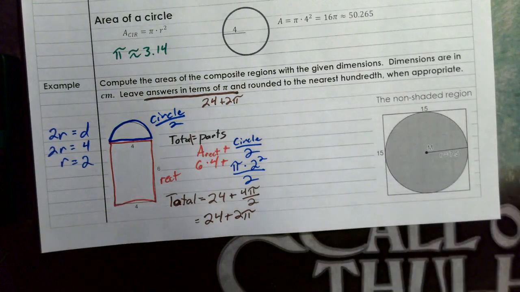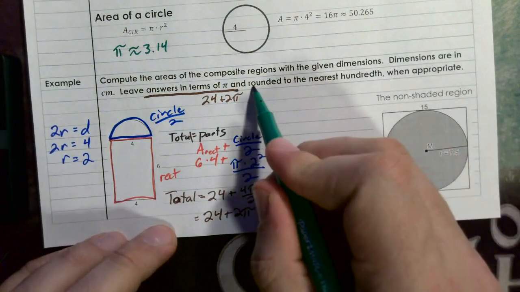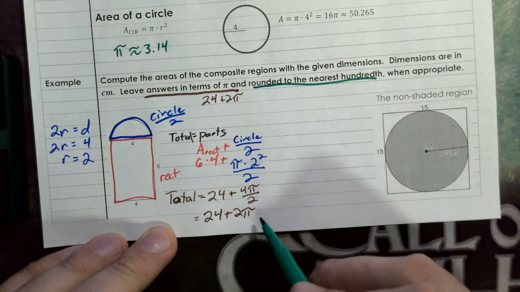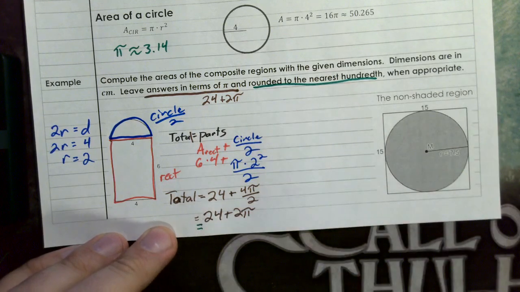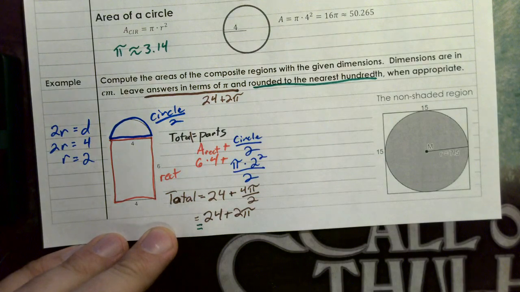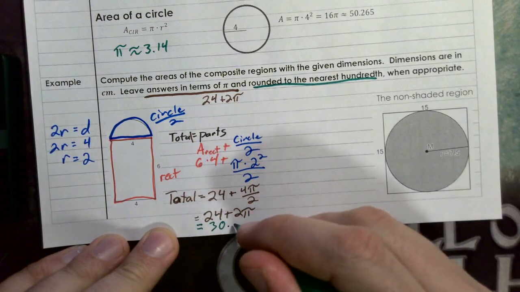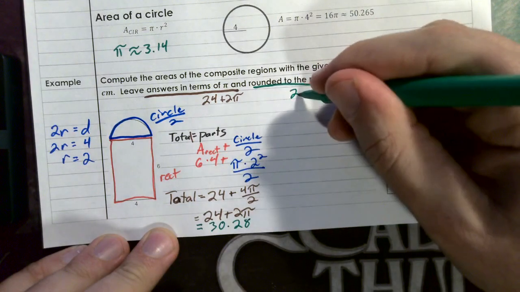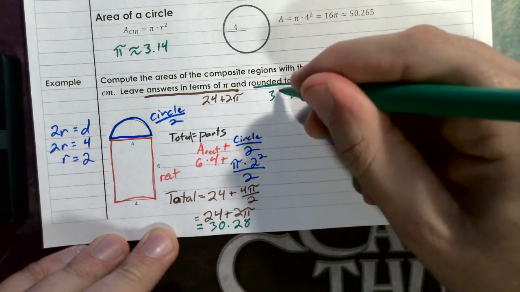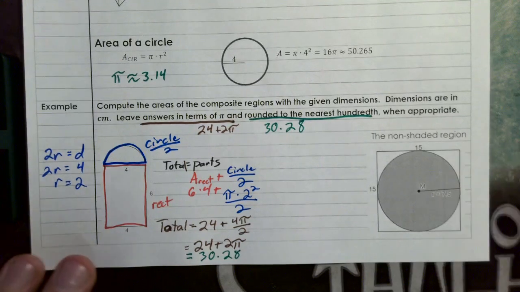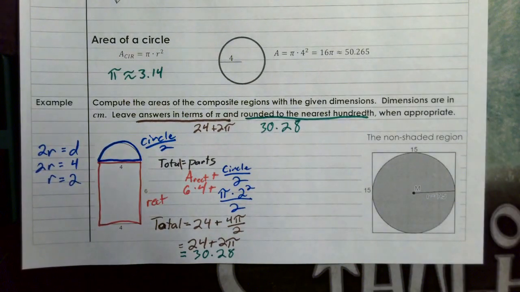It also is asking us to give our answer rounded to the nearest tenth, or sorry, hundredth. So that means we're going to put this into our calculator and see what it spits out using that pi button. So 24 plus 2 pi is 30.28. So that is rounded to the nearest hundredth. I am going to be asking for both of those things.